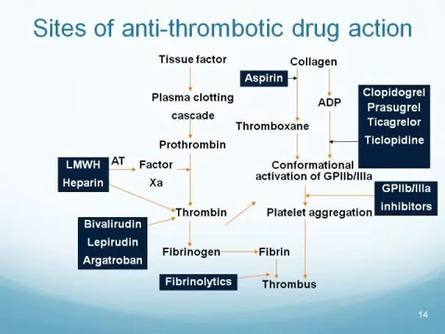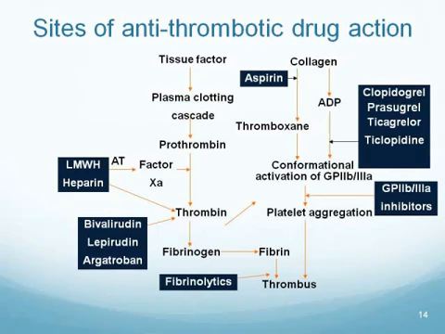This diagram shows all the different sites of action of the antithrombotic drugs. On the left-hand side of the slide, we have a simplified version of the clotting cascade. And you can see where the low molecular weight heparins and heparin act with antithrombin, which affects factor Xa as well as thrombin.